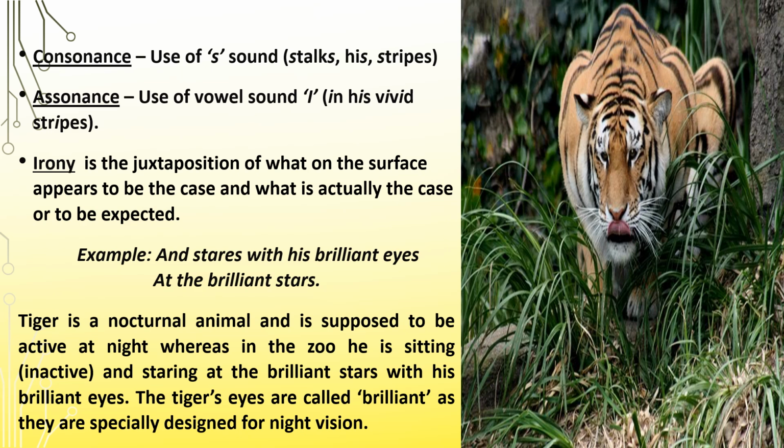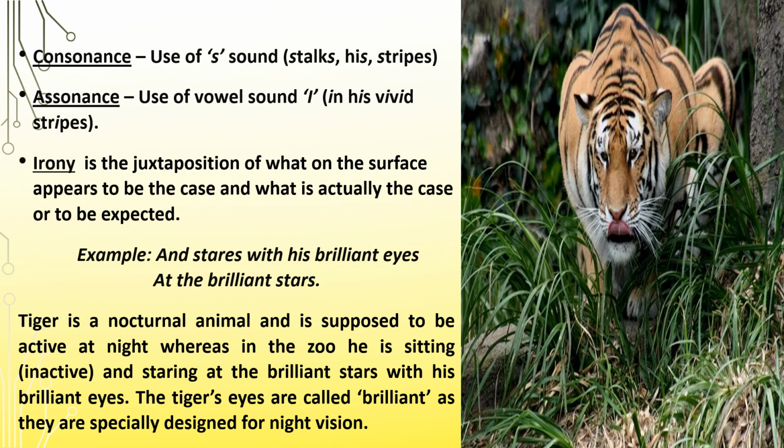According to me, students, there is a very strong irony also in the last stanza. The last two lines of the last stanza, you see, students: and stares with his brilliant eyes at the brilliant stars. The tiger is a nocturnal animal and is supposed to be active at night, roaming about, hunting, and all these things. But what is the tiger doing now? The tiger is in the cage, inactive, just looking at the brilliant stars with his brilliant eyes.